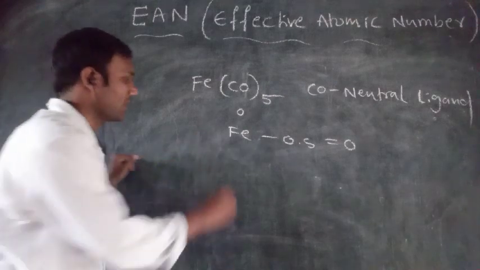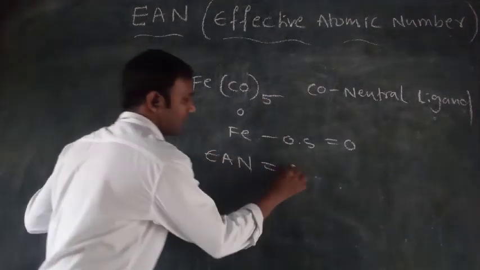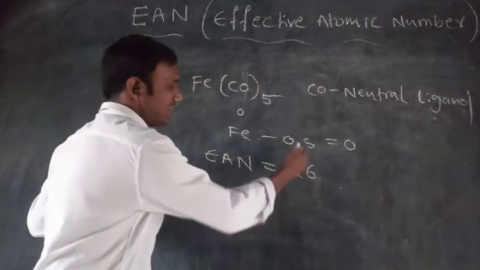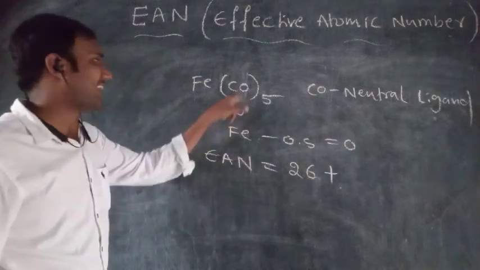So that means iron atomic number is what? 26. So effective atomic number: central metal atom atomic number is what? 26. Minus any electron is losing? No electron is losing. Then plus how many electrons is accepting?